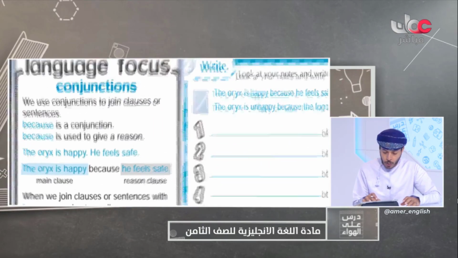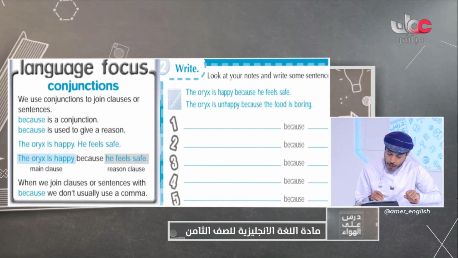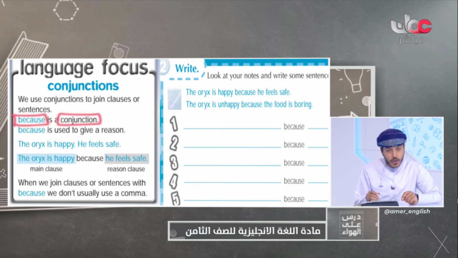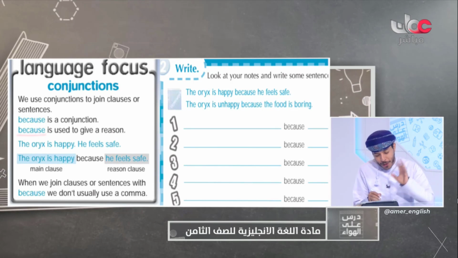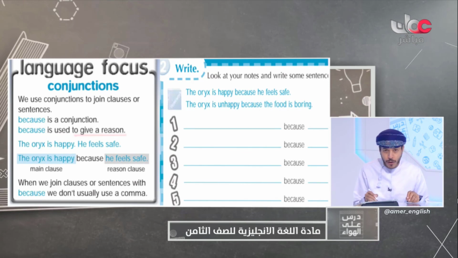Let's go through the language focus here, and we have the conjunctions. We use conjunctions to join clauses or sentences, as we discussed before. So 'because' is a conjunction. It is called a conjunction, like 'but', 'before', 'after'. All these are conjunctions. 'Because' is used to give a reason. So when we have a reason, we use 'because'.